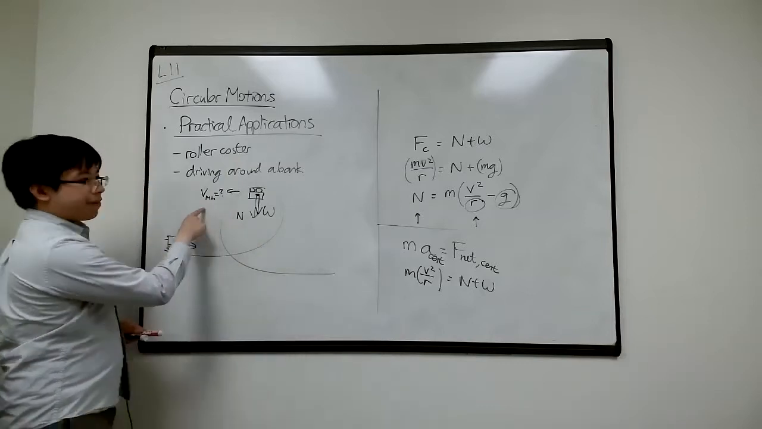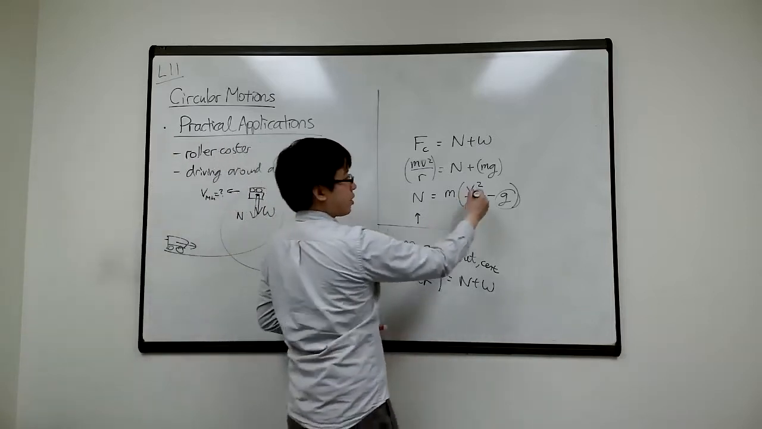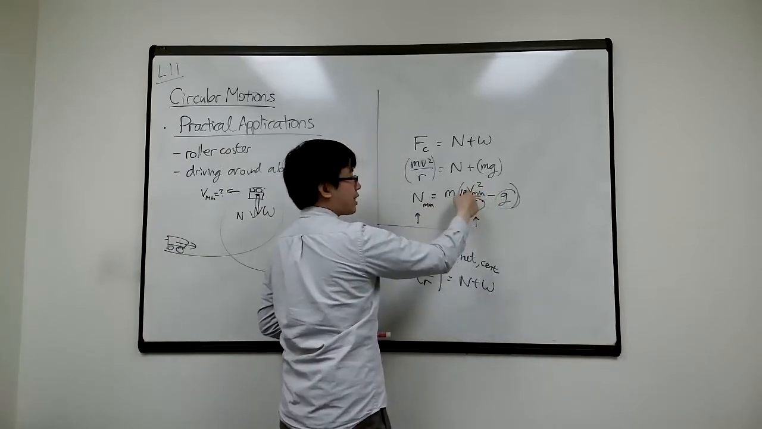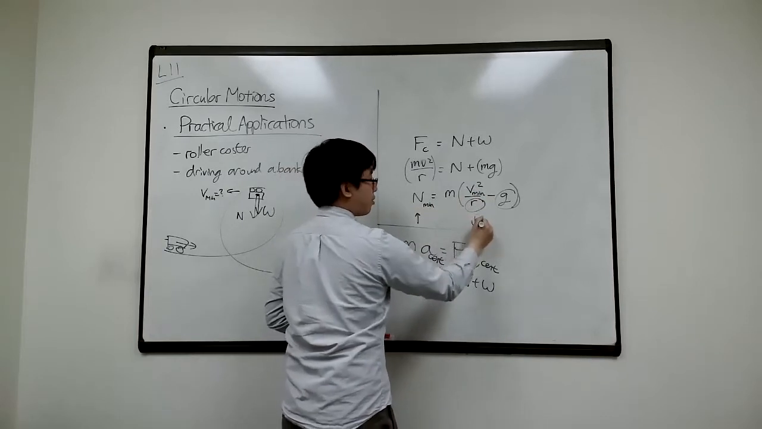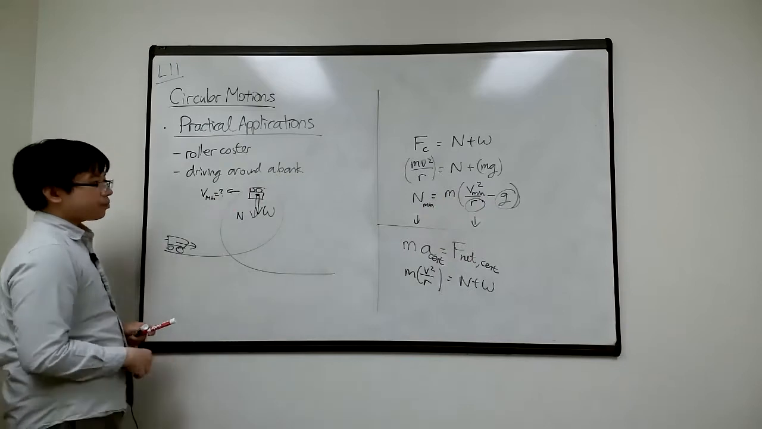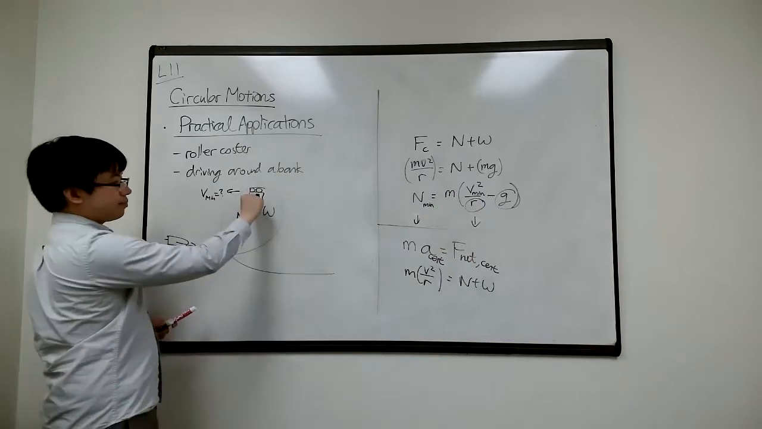What's the minimum V? Well, you want to put minimum here, then that means the smaller that is, the smaller. So we flip the arrow, right? The smaller the V, the smaller the N. What's the smallest normal force? It will be 0, right?